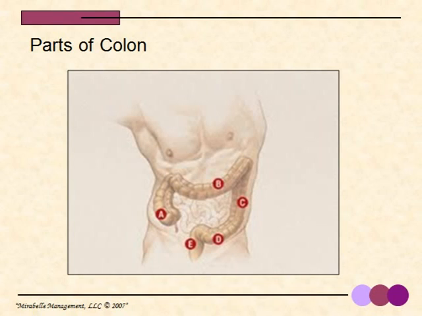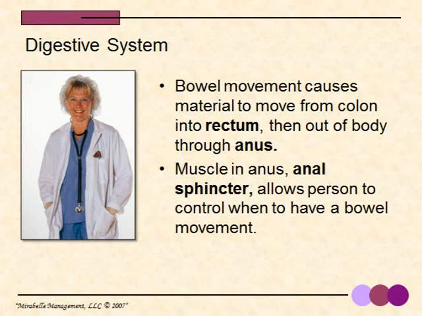The colon has 2 main purposes. One is to absorb water from your stool, and number 2 is to store your stool until you have a bowel movement. When you have a bowel movement, stool and gas go from your colon into your rectum, and then out of your body through your anus. A muscle in your anus, called the anal sphincter, allows you to control when you have a bowel movement.